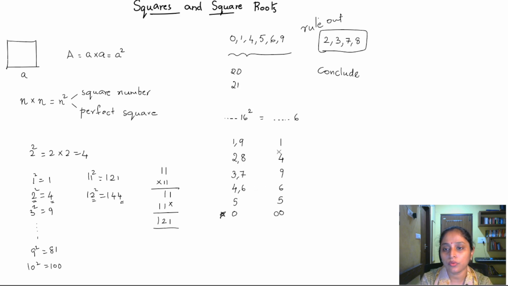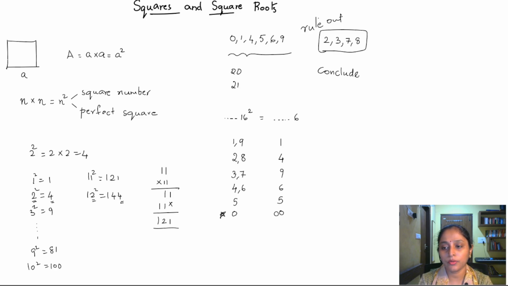Okay, so have we covered everything? 1, 2, 3, 4, 5, 6, 7, 8, 9, 0. And I've got 0, 1, 4, 5, 6 and 9. So these are the ones digits of the perfect squares of the numbers that are ending with these numbers. Okay, so this is another type of question that can be asked.